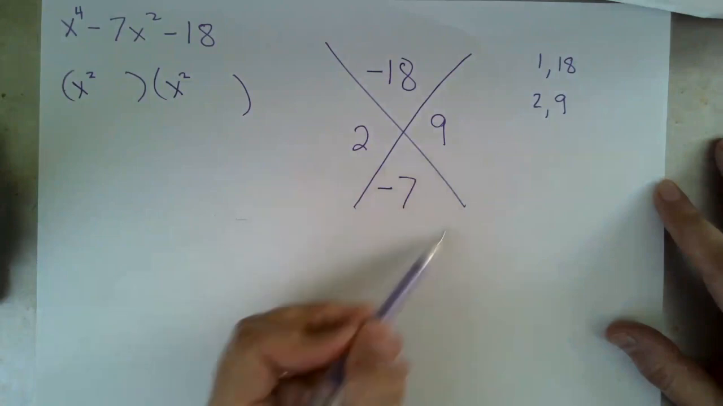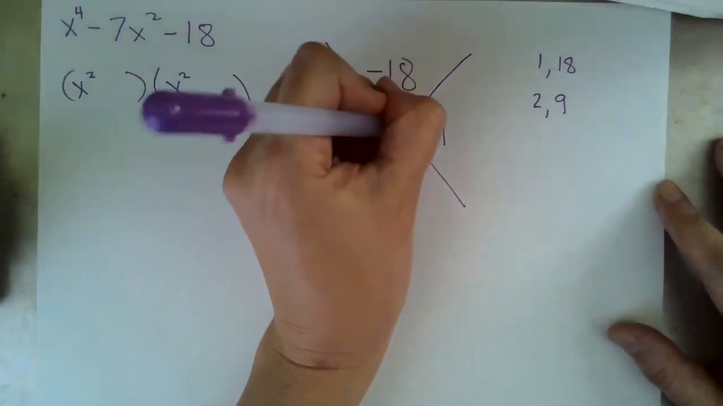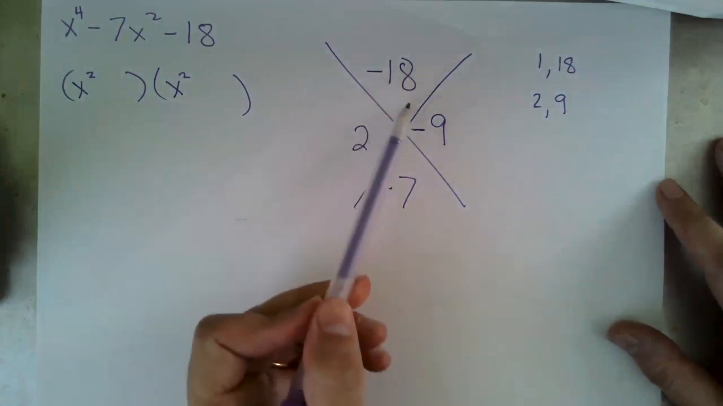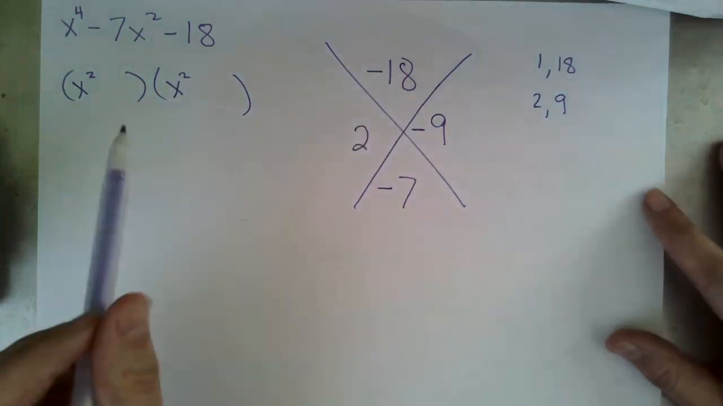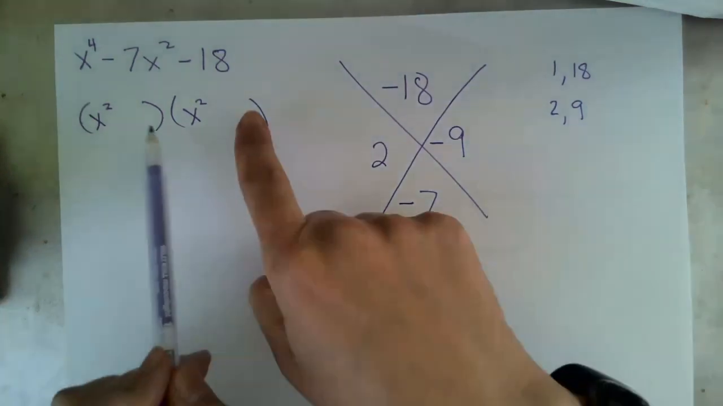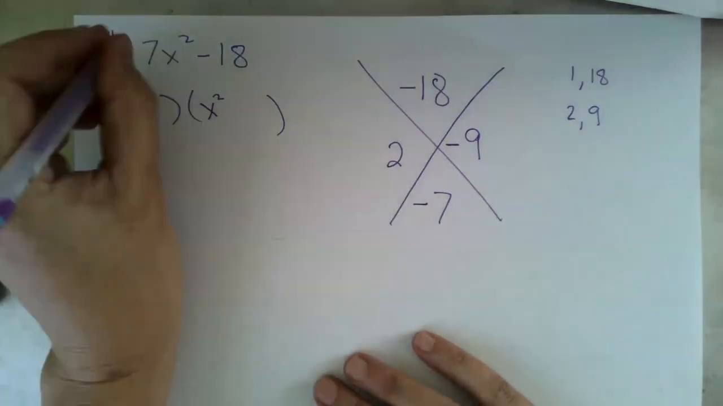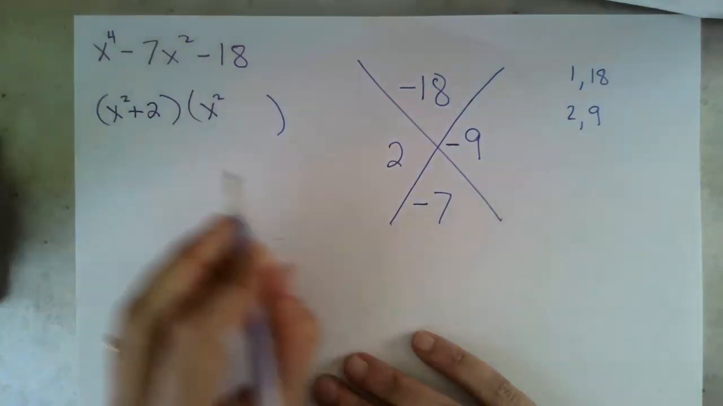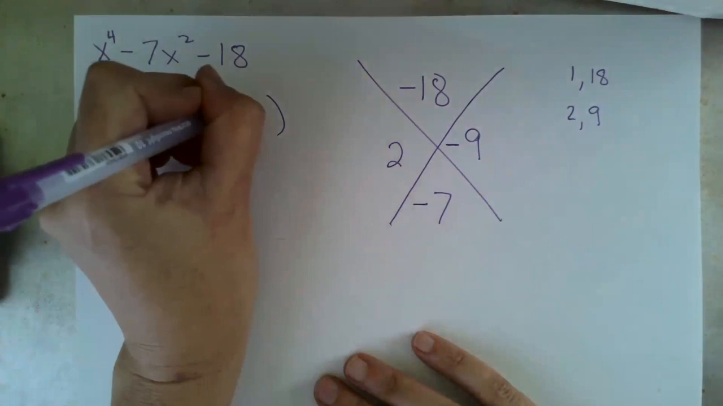So I need it to add to a negative, so I need my larger term to be negative, and then I just check 2 times negative 9, negative 18. This coefficient was a 1, so these are what goes straight into our parentheses there. So that's an x squared plus 2 and an x squared minus 9.